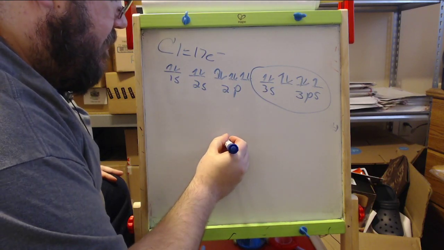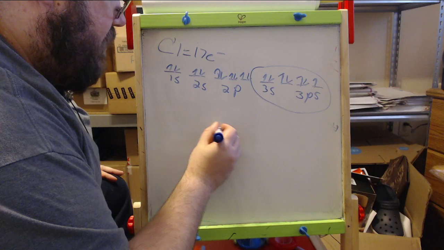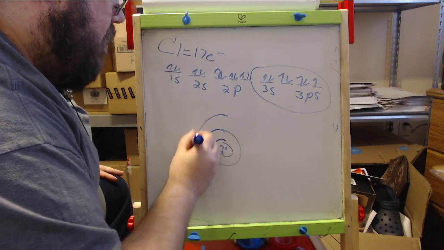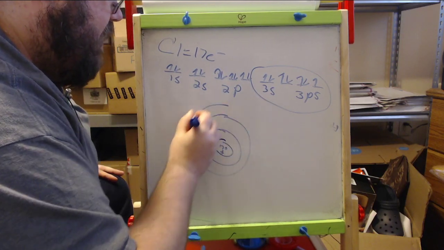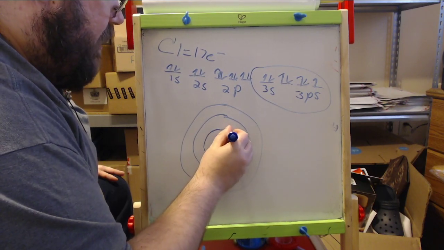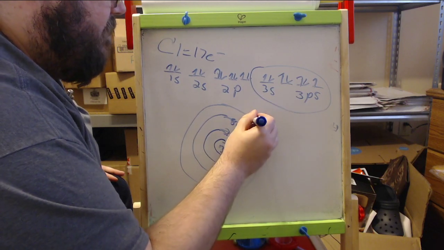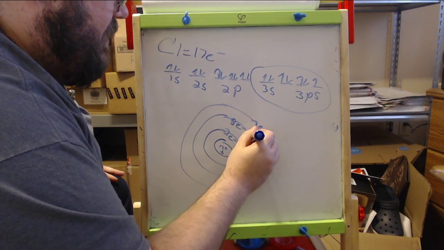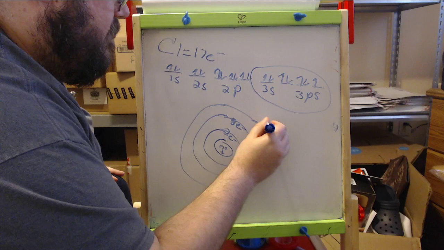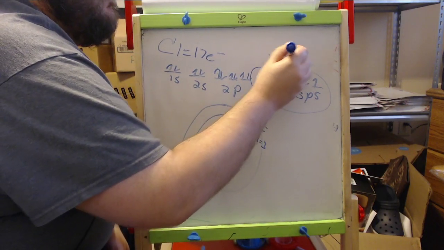Because chlorine would have a nucleus with neutrons and protons. It would have an n equals 1, an n equals 2, an n equals 3. So here we'd have 2 electrons. Here we'd have 8 electrons. And out here would be my 7 electrons in the n equals 3. So here are my valence electrons.